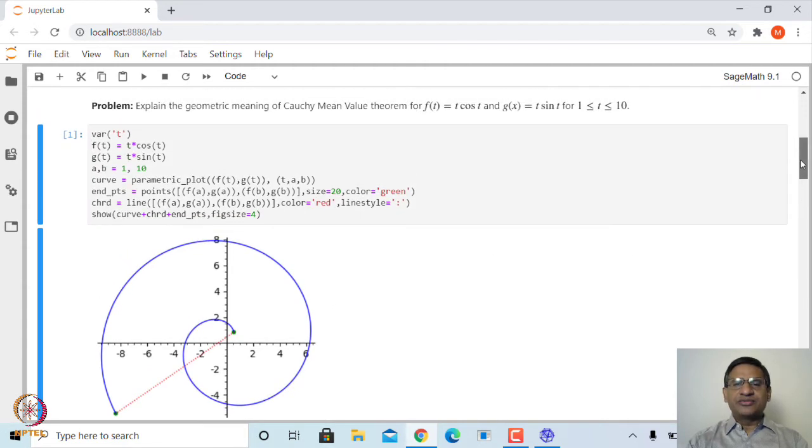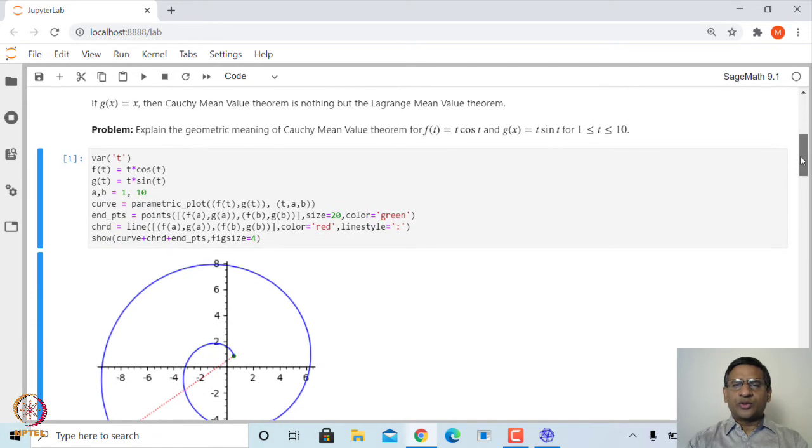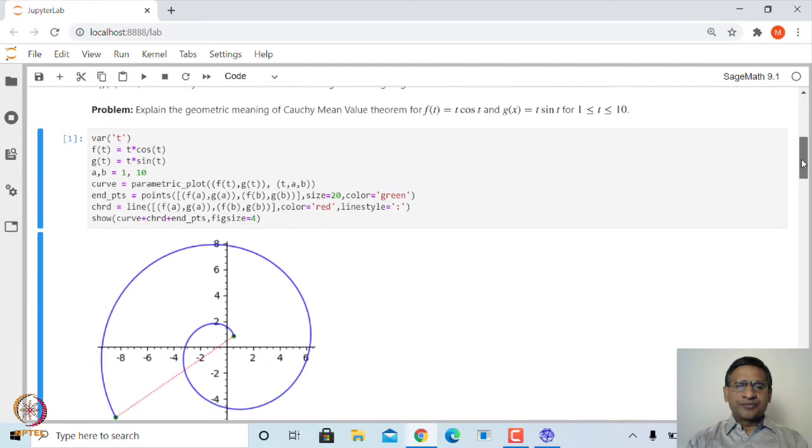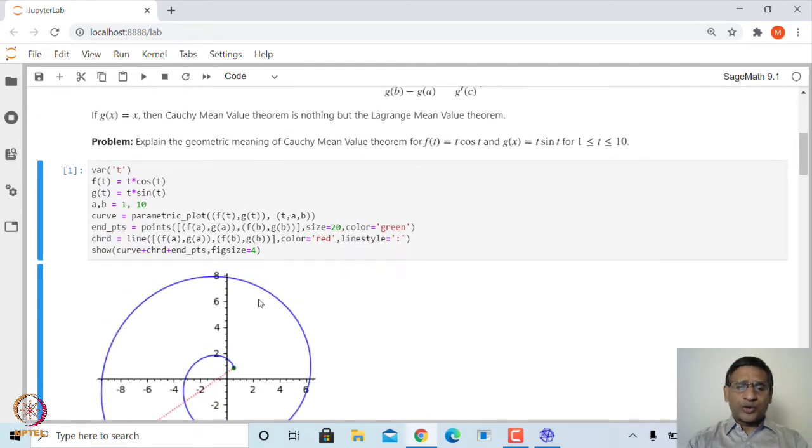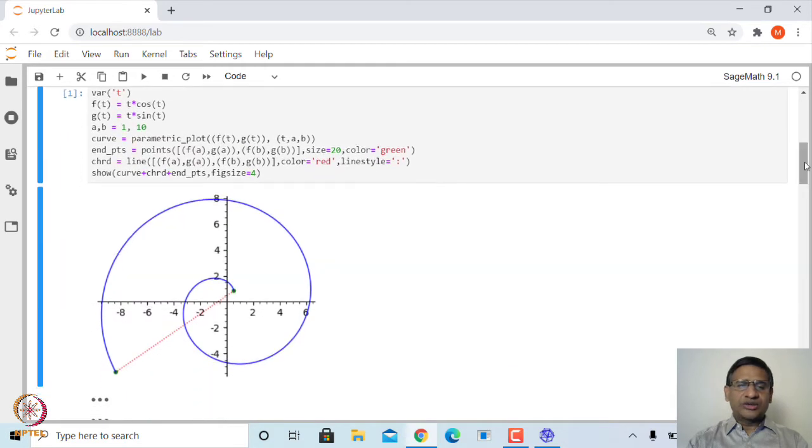Now, what the Cauchy mean value theorem says is that there exists a point strictly between a and b at which the tangent to this curve is parallel to this chord. That is what it means. So, you can imagine geometrically there could be one point here at which the tangent to this curve will be parallel to this chord. There will be another point somewhere here at which the tangent will be parallel to this chord. So, that is the geometric meaning of the Cauchy mean value theorem.